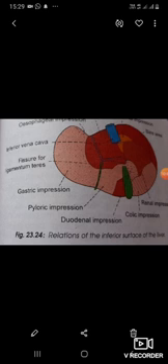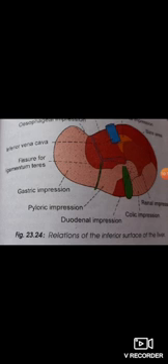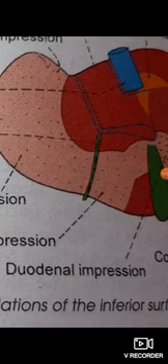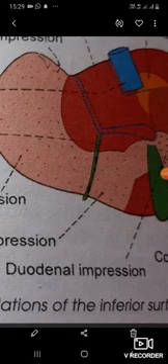Number 4. The fossa for the gallbladder lies to the right of the quadrate lobe. Number 5. To the right of this fossa, the inferior surface of the right lobe bears the colic impression for the hepatic flexure of the colon, the renal impression for the right kidney, and the duodenal impression for the second part of the duodenum. Now, right surface.